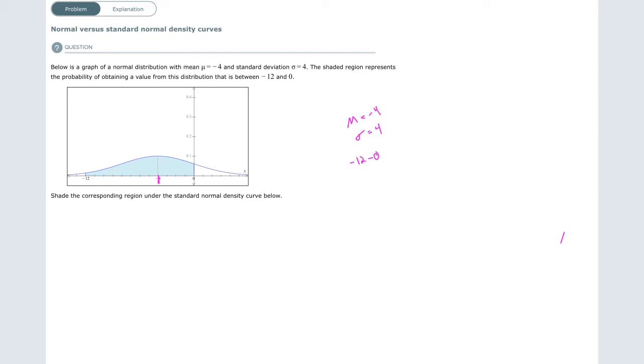So if my standard deviation is 4, if I add 4, -4 plus 4 would be 0. So this would be 1 standard deviation. Okay, so that'd be 1. To go from -4 to -12, I'd go -4. Where's -8? -8 right here. I'd go to -8 and then -12. So this would be 1 standard deviation and then one more standard deviation. So from here to here, it's actually 2 standard deviations.